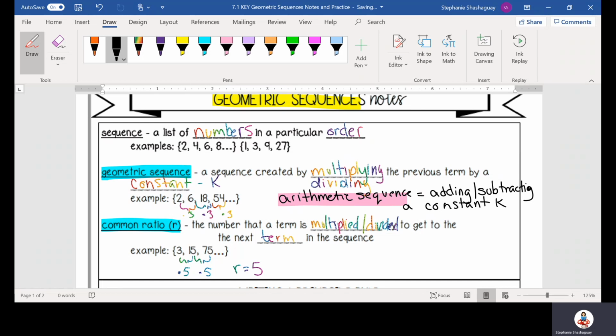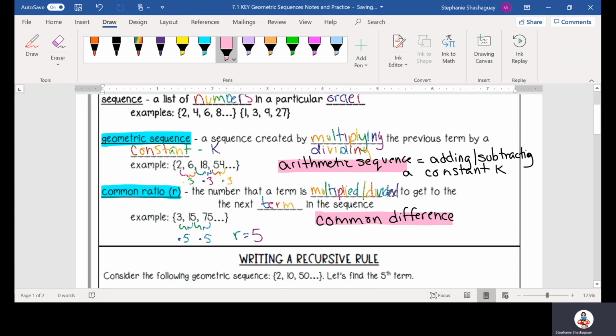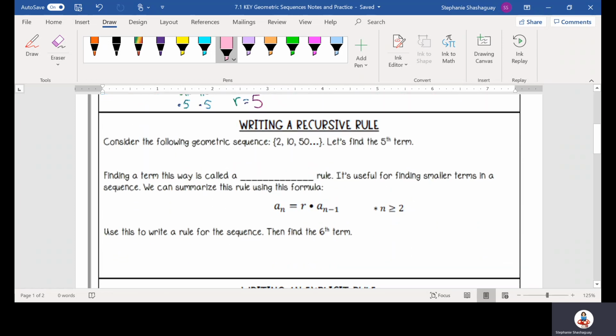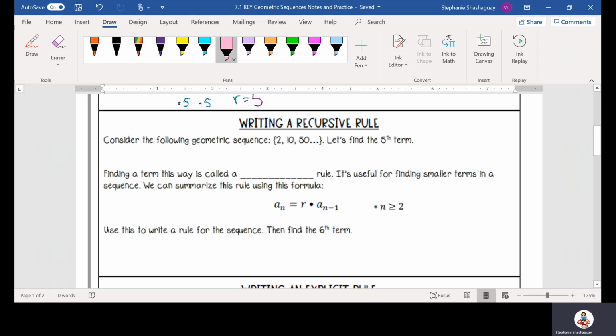Now, the difference between an arithmetic sequence and a geometric is that with an arithmetic, we're not going to have a common ratio. We have just a common difference, and that's because we're just adding or subtracting. It's important to know the difference between a geometric and arithmetic. That's all you need to know for algebra, those two sequences. As you progress in math, you will learn about other sequences. All right.